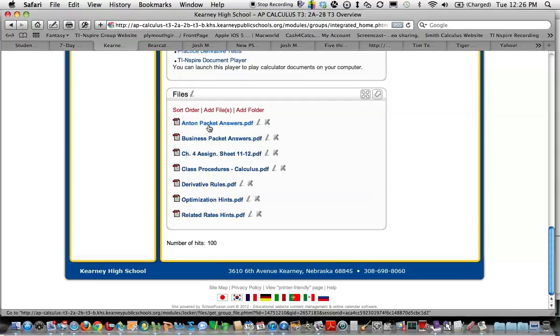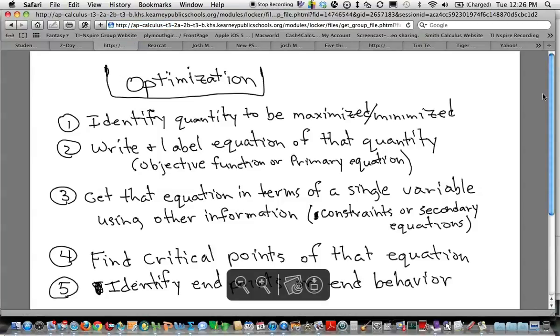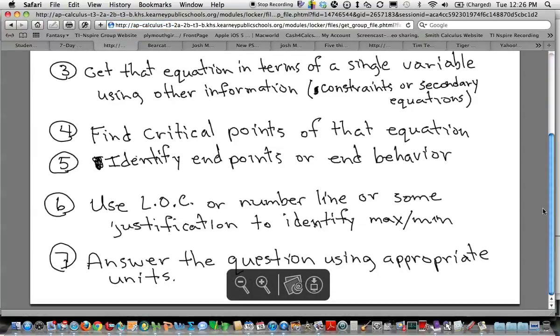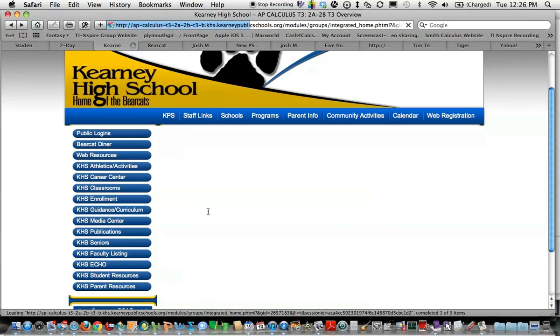I'm going to give you another packet tomorrow with a variety of optimization, which is 4.3, and related rate, which is 4.5. So that's called the Anton packet, which is just the authors of the book that I copied it from. So there's some worked out answers there. And I've got this link here for optimization hints, which is this thing that we've had up on the board at various times. And then I've also got this related rate.